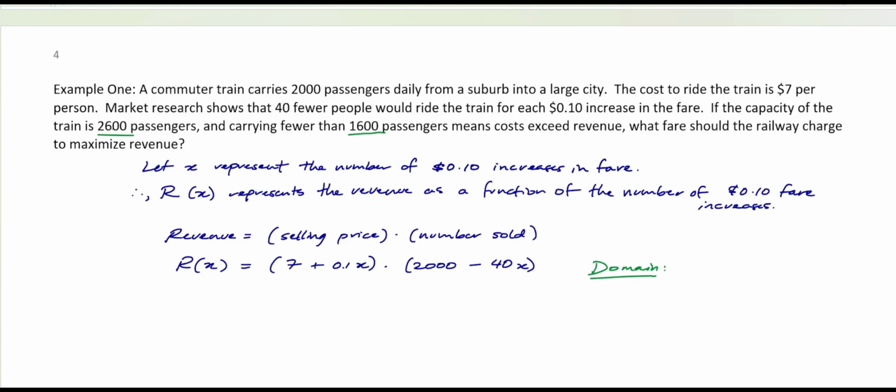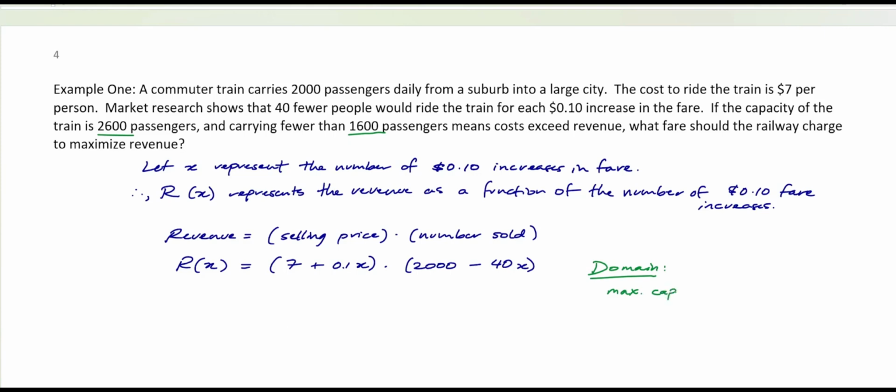So let's look at this 2,600. If I reduce the price too much, then the number of passengers riding will exceed the capacity. So that's a constraint on the domain. If I reduce the selling price too much, I'll have too many people riding. If I raise the price too much, too few people will ride, and then my cost will exceed the revenue. So let's start with looking at capacity. Let's just look at my maximum capacity.